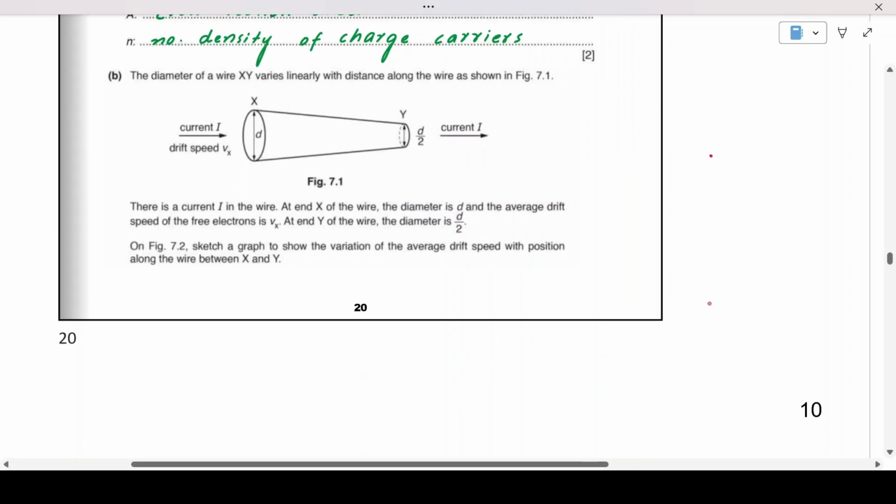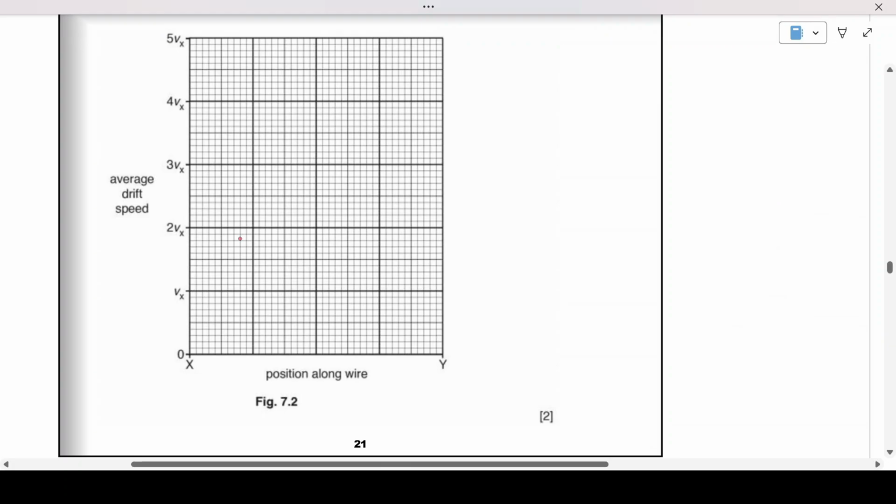Okay, let's move on to the next one. So here we have a situation where at the region X, where the diameter is d, I can call it, for example, 1d. So the value of d1 is 1, and the value of d2, the diameter on the other side, is 0.5d, because it is d by 2. So we need to sketch the graph of drift speed against the position along the wire.